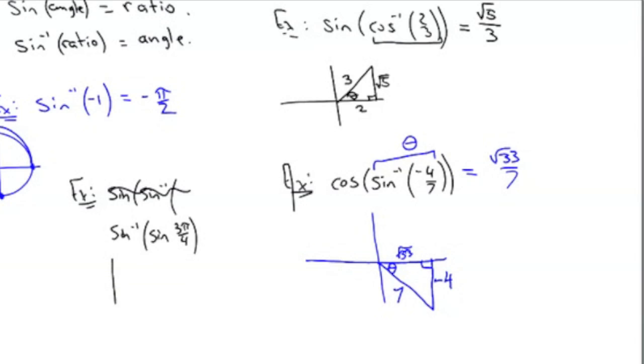This angle that we're talking about is over here. Now, in that quadrant, is sine positive or negative? Sine is positive. So the answer you're going to get out of this is when sine inverse is positive, which is in the first quadrant. So if you type this in your calculator, you're going to get pi over 4.